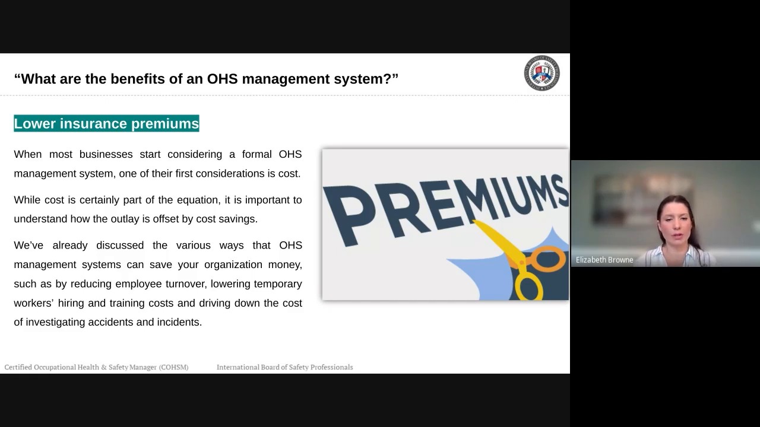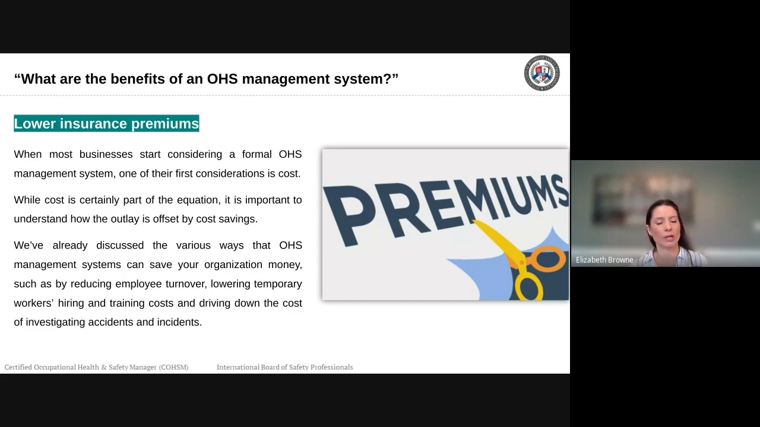So there are a lot of costs, but we have to consider the cost savings as part of the equation as well. We've already talked about decreased costs to the company with lower accident rates, and that will directly impact your insurance premiums as well. So you can consider having lowered costs with lower insurance premiums.